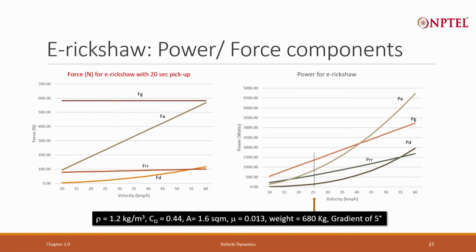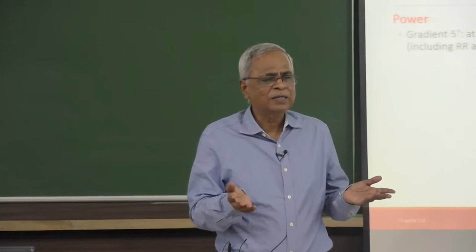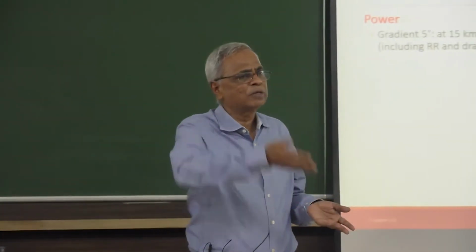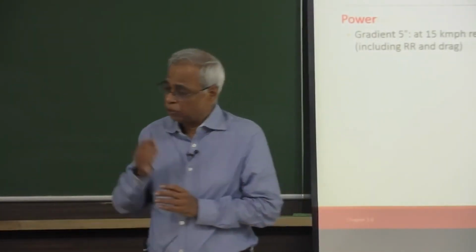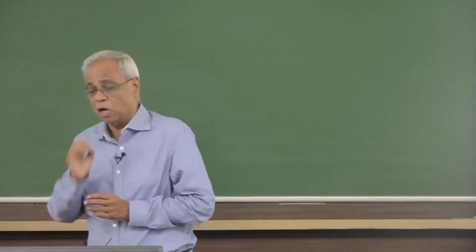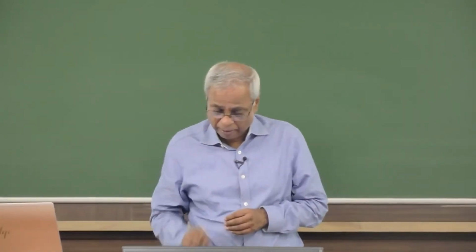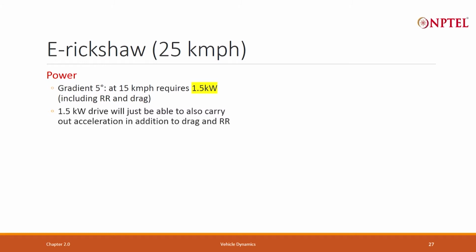So, a 1.5 kilowatt e-rickshaw motor, if you make it go up to 1.5 kilowatt, then it will be able to travel a slope. But normally slope is not allowed. From the torque point of view, it will become a problem. Power does not become a problem. And 1.5 kilowatt will just be able to carry out acceleration in addition to drag.